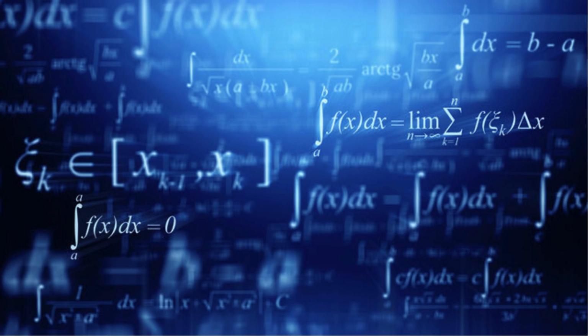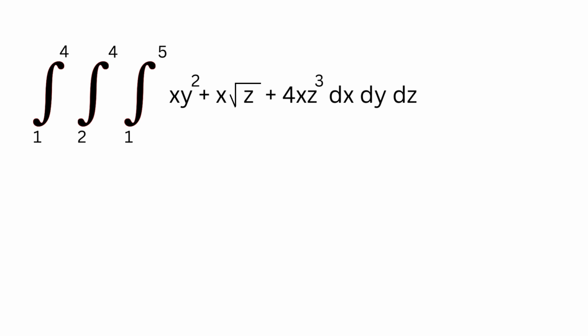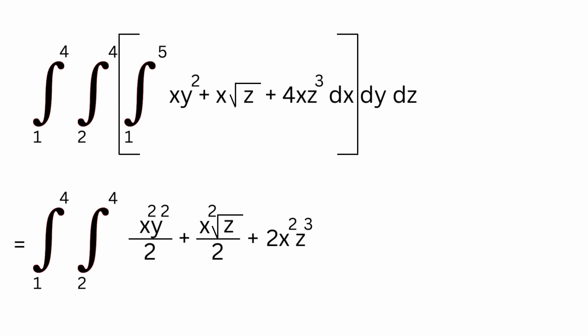Let's dive in. Triple integral of xy squared plus x radical z plus 4xz cubed dx dy dz. To solve it, we divide the integral into parts. So this is the first one, which is equal to the double integral of x squared y squared over 2 plus x squared radical z over 2 plus 2x squared z cubed dy dz, with x equal 1 and 5.